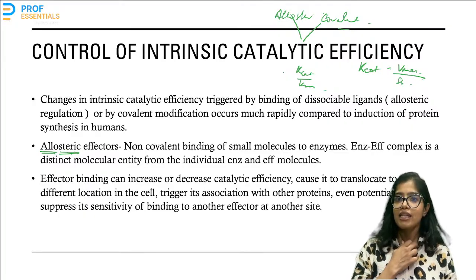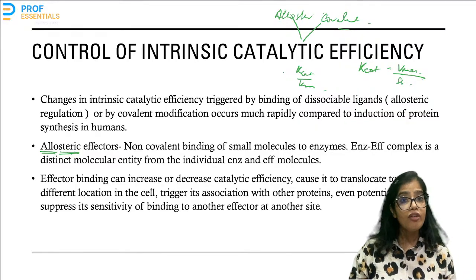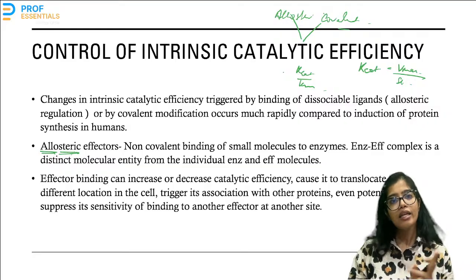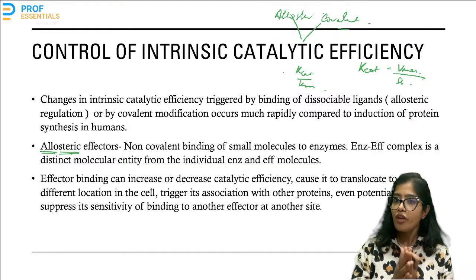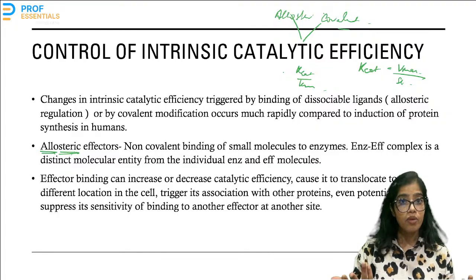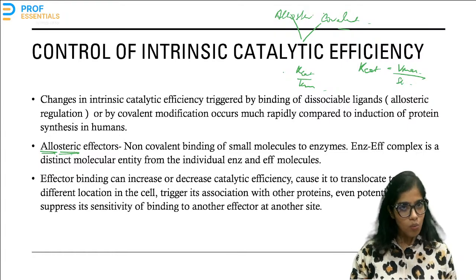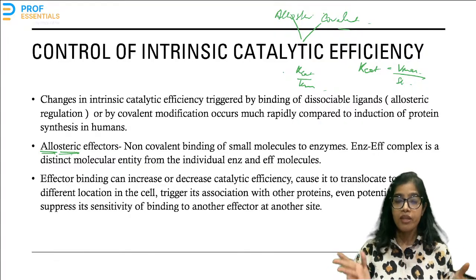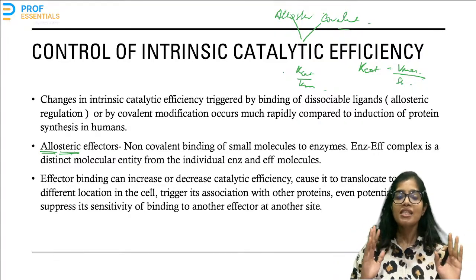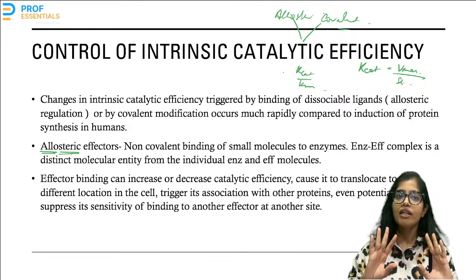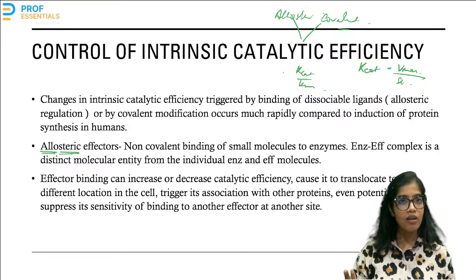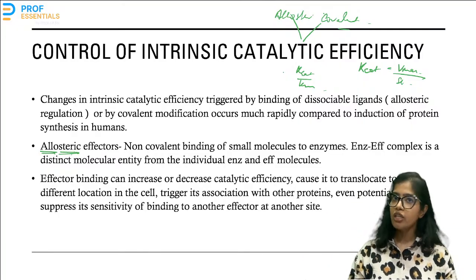The enzyme effector complex is a distinct molecular entity different from the individual enzyme and the individual effector. There are two individuals, the enzyme and the effector. Once they combine, they form an entity and lose their individuality. Now it is a different entity. It behaves in a different manner compared to the individual allosteric effector or the individual enzyme.